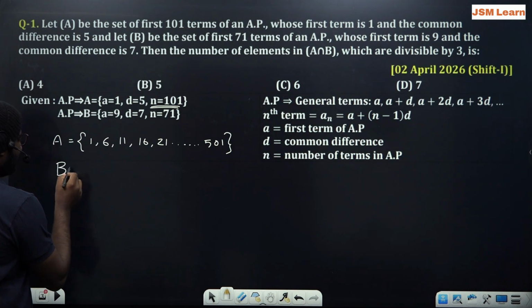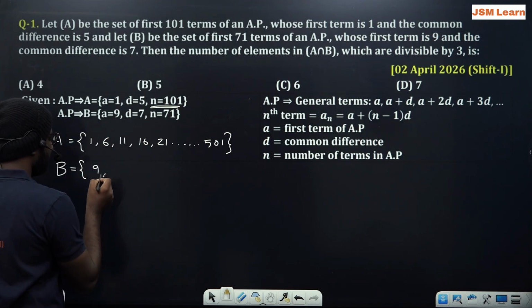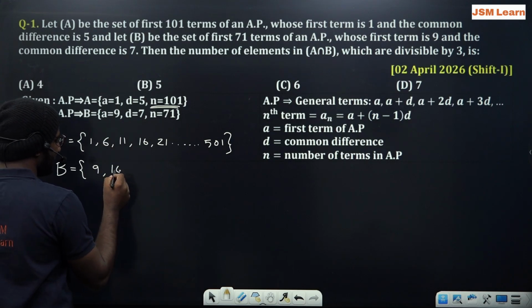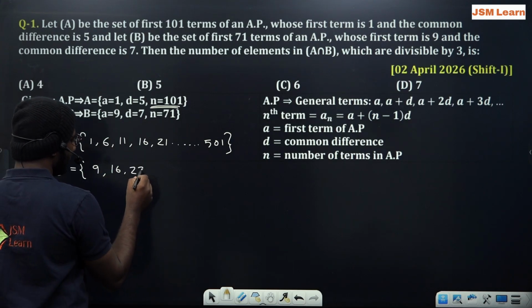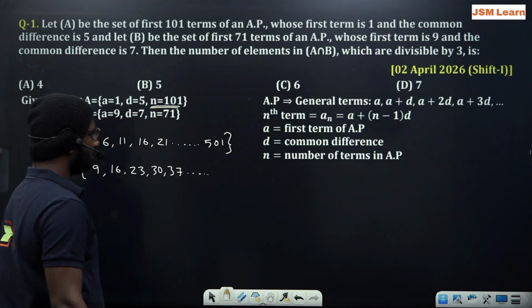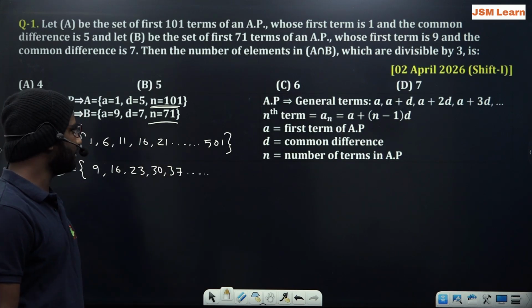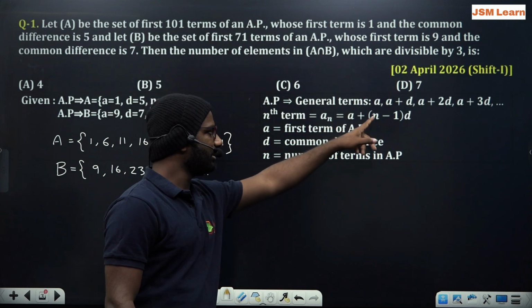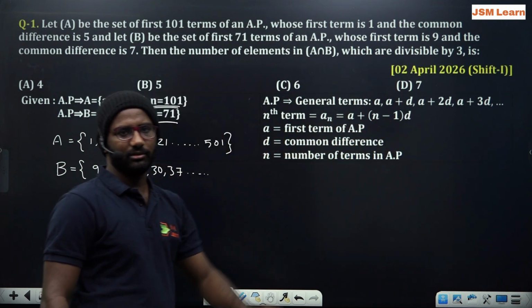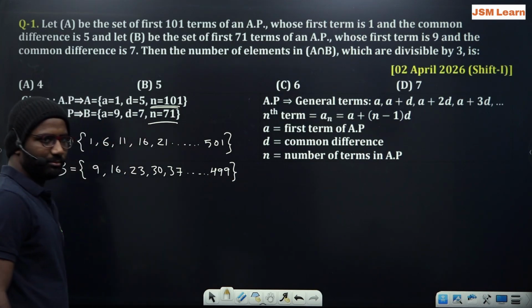We write set B similar to set A. How we calculated each term in set A, we do the same for set B. The first term is 9 and the second term is 9 plus 7, that is 16. The third term is 23, then 30, 37, and so on. The last term in set B is the 71st term. Substituting a equals 9, n equals 71 and d equals 7, the last term is 499 in set B.